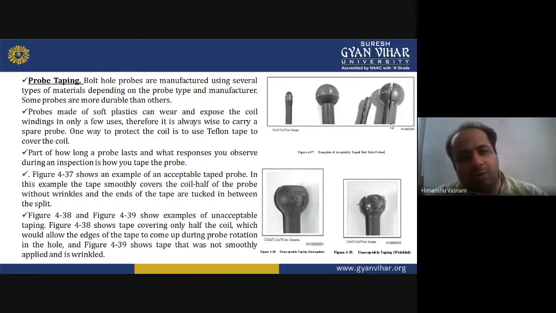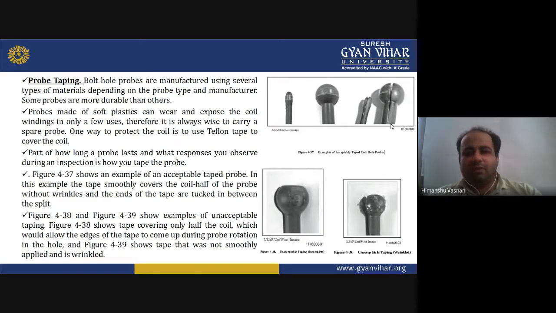Now part of how long a probe lasts and what responses you observe during inspection is how you tape your probe. In the upper figure you can see examples of acceptably taped bolt hole probes. And on the bottom side, you can see unacceptable taping. Both of the bottom figures show unacceptable taping: one is incomplete, the other is wrinkled.